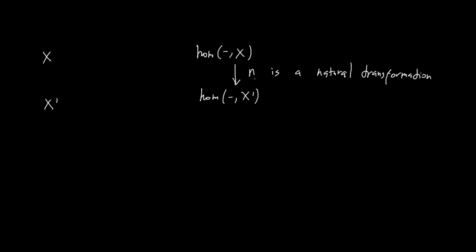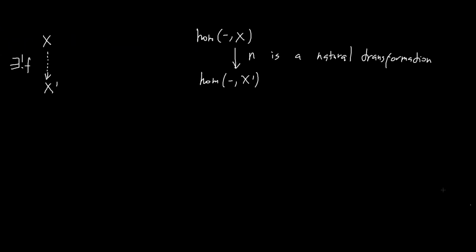So it turns out that for any natural transformation n, there will always exist, in fact, a unique f such that hom dash f equals exactly my natural transformation n.